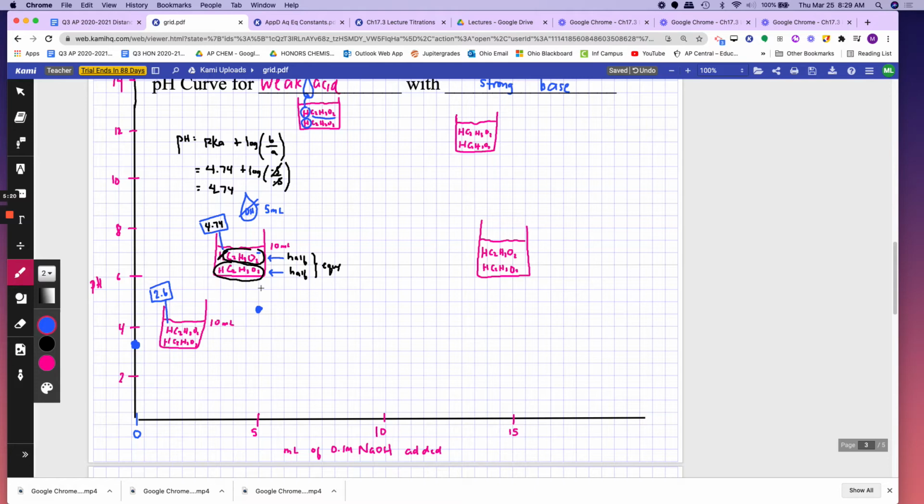So let's keep going. Now I'm going to use this beaker right here because I don't have much room. And I'm going to add more OH minuses.